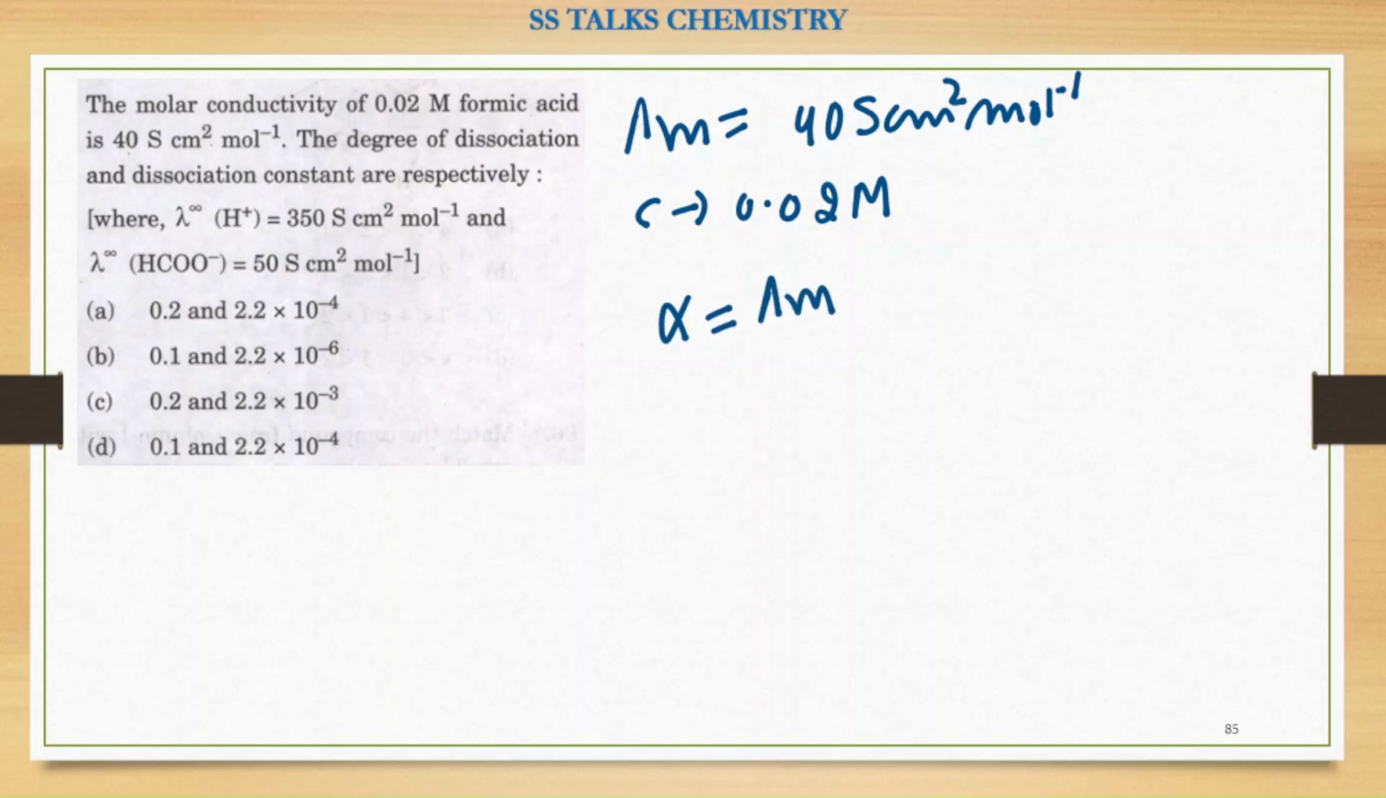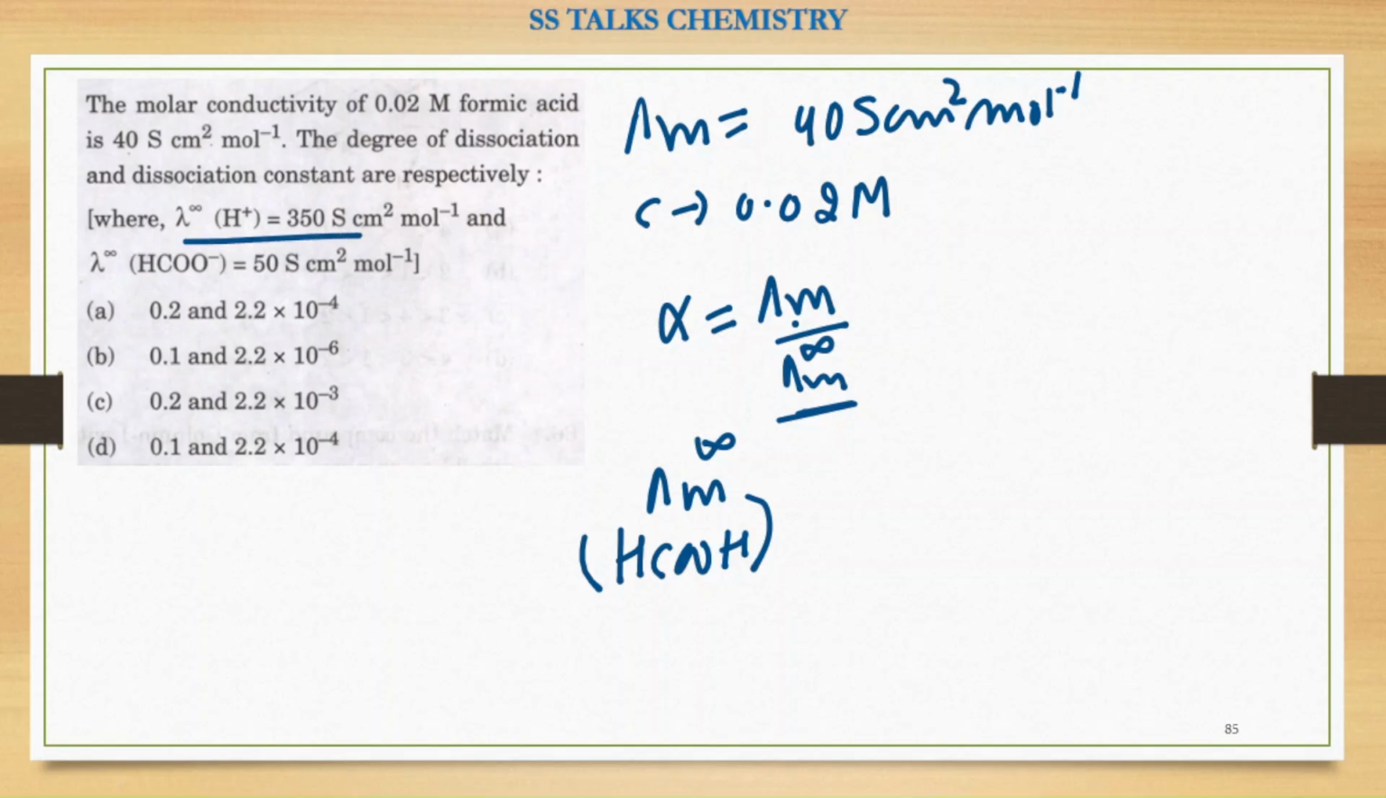For that we need the molar conductance and the molar conductance at infinite dilution. The molar conductance is given to us. We need the molar conductance at infinite dilution. Formic acid is HCOOH. For that, the conductivities at infinite dilution for H positive and the formate ion are given to us. This is the formate ion, not acetate.